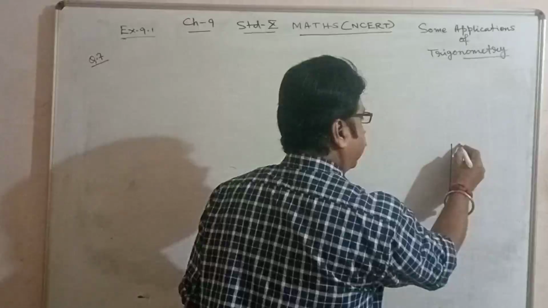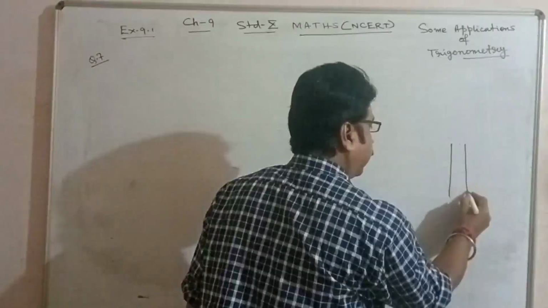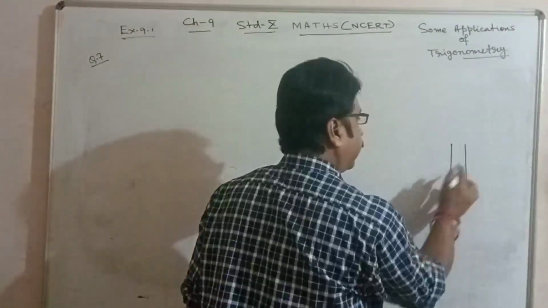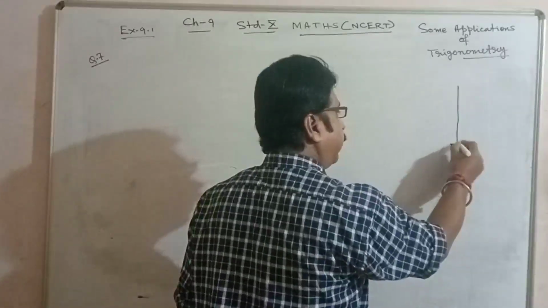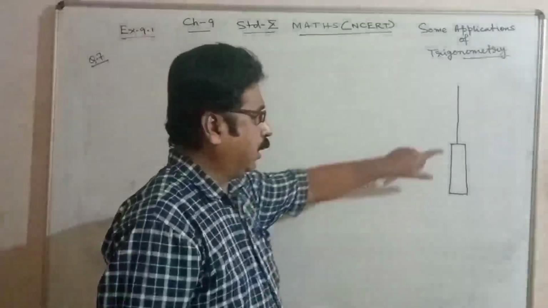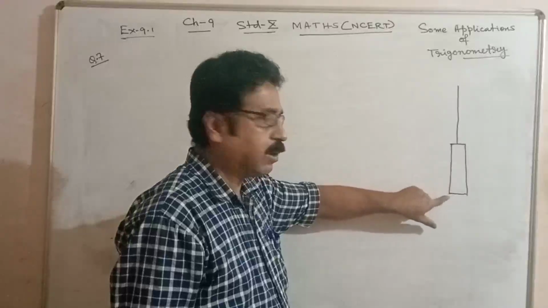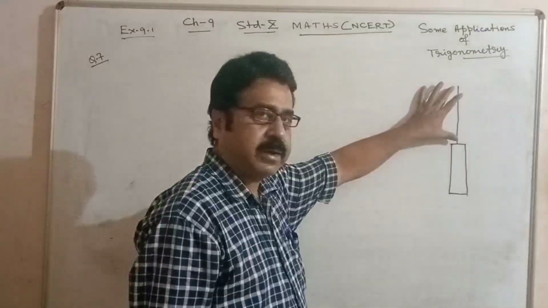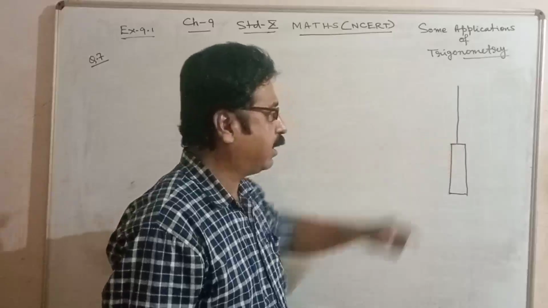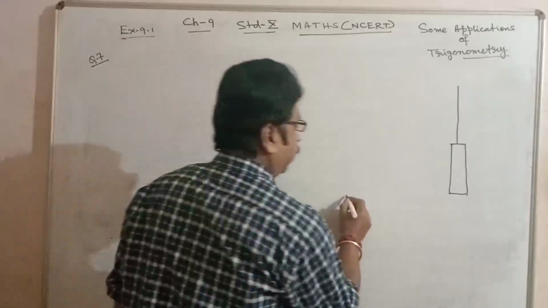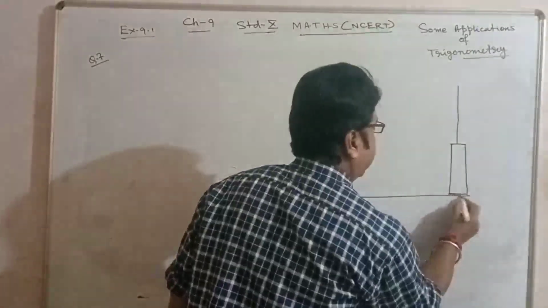This is the building. It is the transmission tower. It is the top of the building. It is the bottom of the building. For the transmission tower, this is the top of the transmission tower. This is the bottom of the transmission tower. Now, this is the ground level.